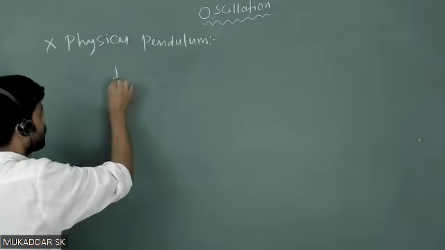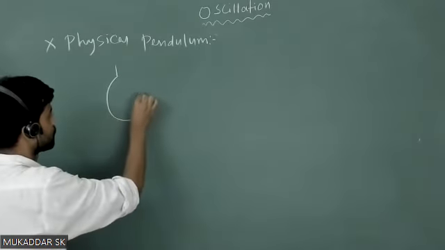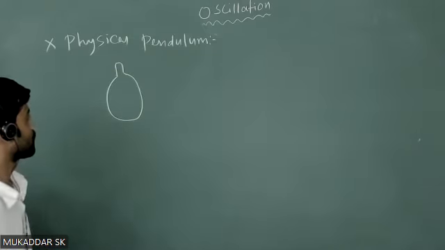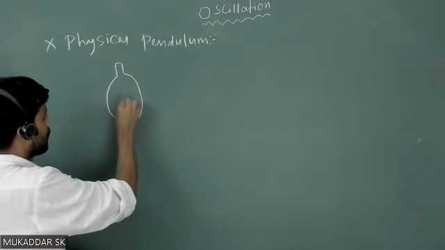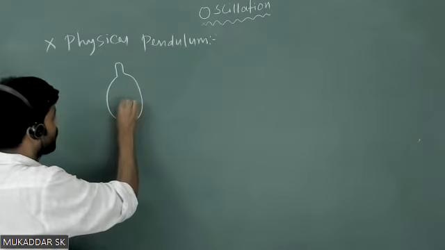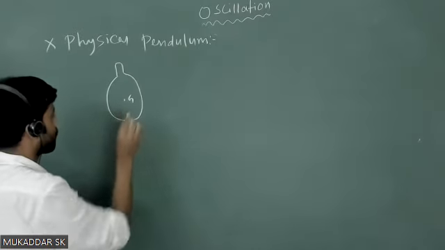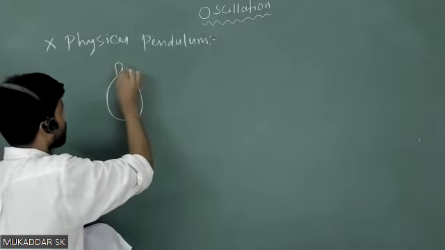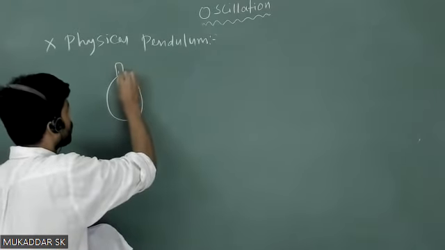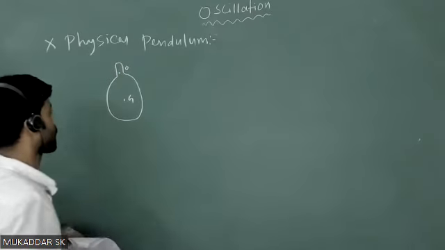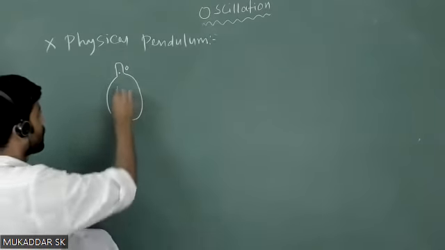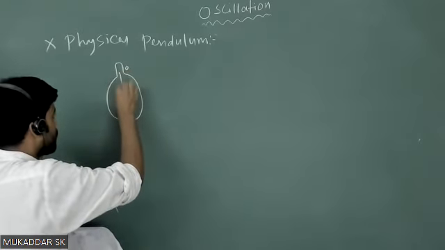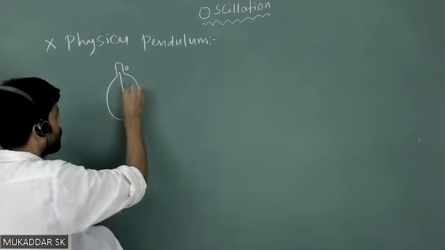So let us take a body like this. Let us assume that the center of gravity is this point. And also assume this is the point of suspension. And let us consider the length between the point of suspension and the center of gravity. That length is L.